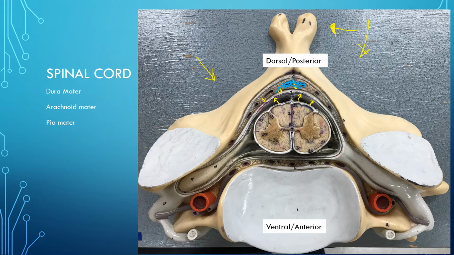Deep to that, you have the pia mater, or the little mother. This is actually continuous with the spinal cord. It's attached to the surface of the spinal cord, and it's very delicate and difficult to remove.